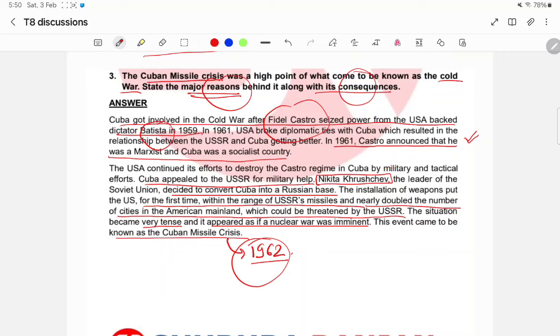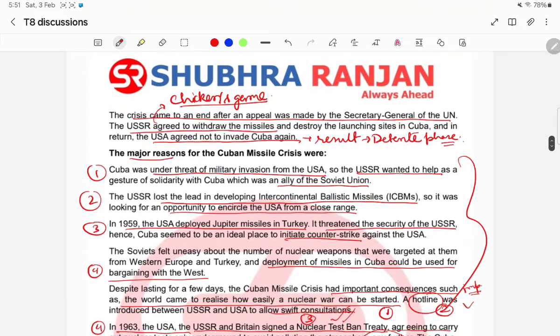So this led to a direct threat to Americans. So this led to a huge crisis between them, and the two countries came very close to using nuclear weapons. So this is a classic example of the chicken game, where both countries agreed to dial down the aggressive actions. So the Cuban Missile Crisis happened in 1962, and is a classic example of the chicken game. It resulted in more cooperation.